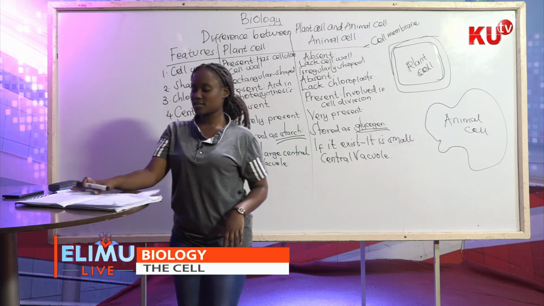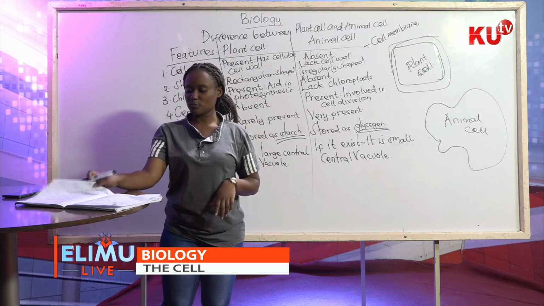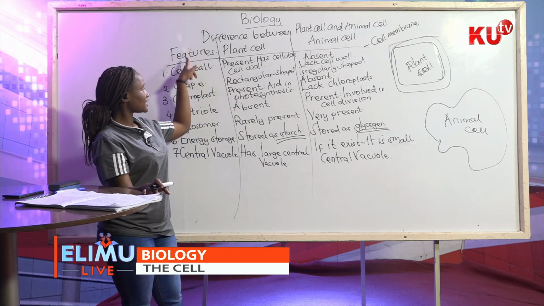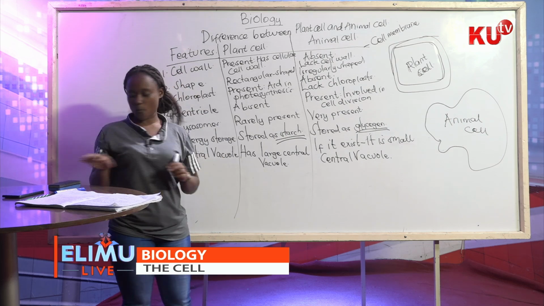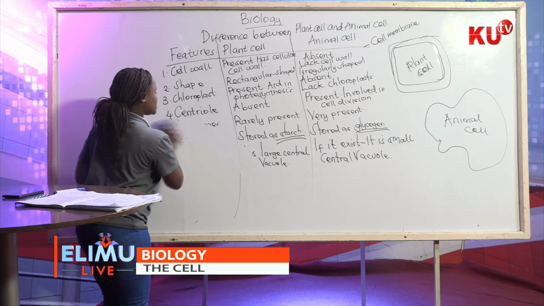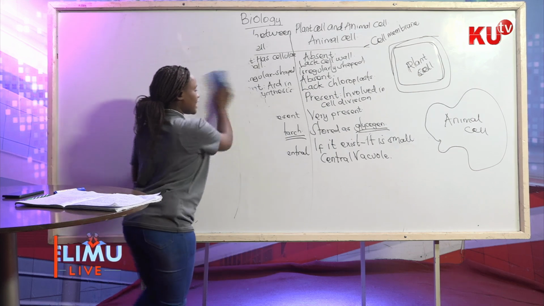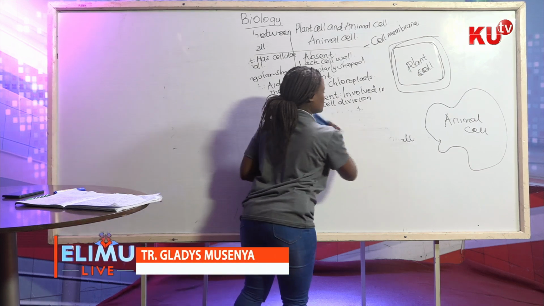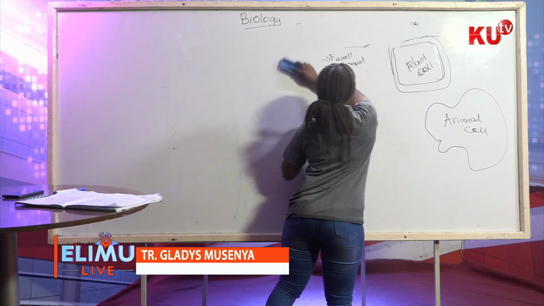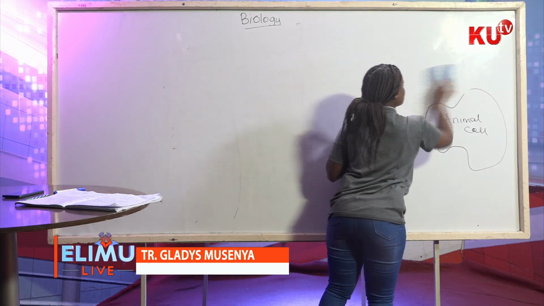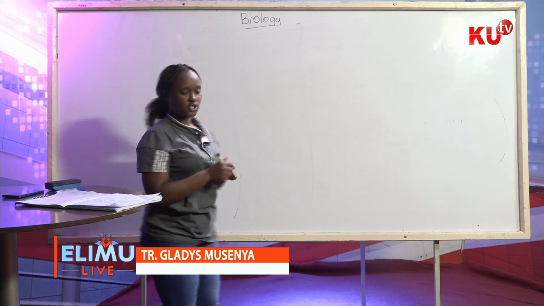Now that is the difference between the plant cell and the animal cell, in their characteristics and features. Now let's go to our next strand, that is cell specialization.